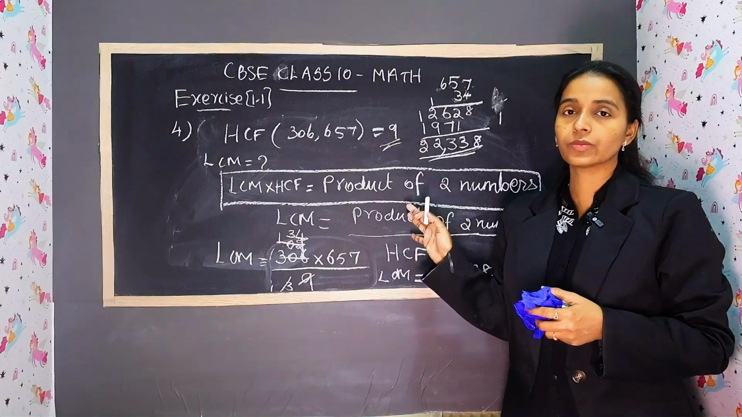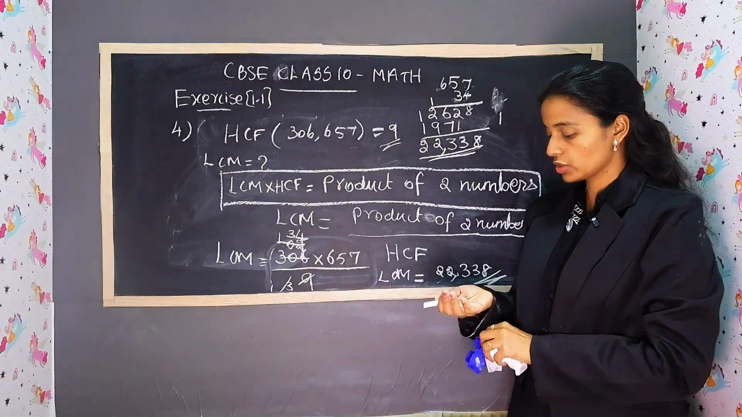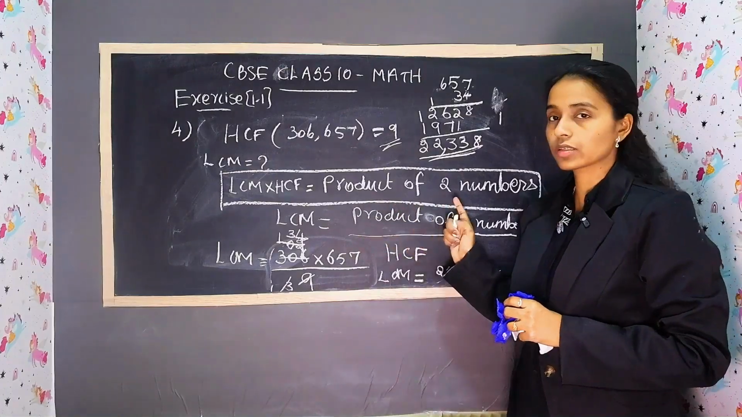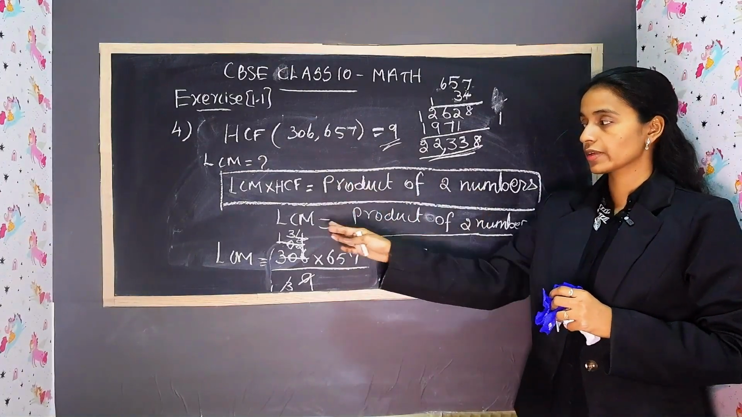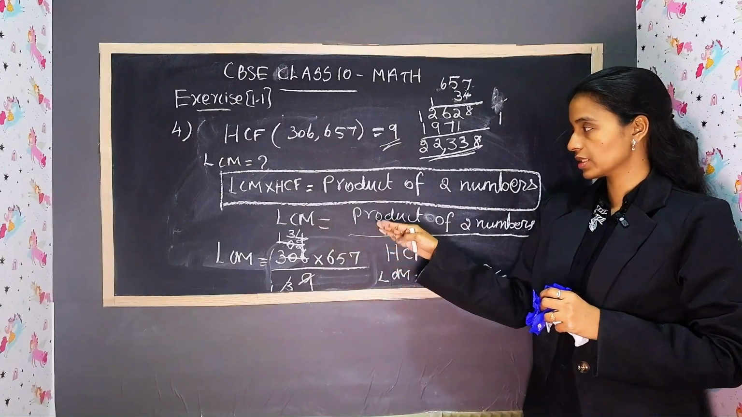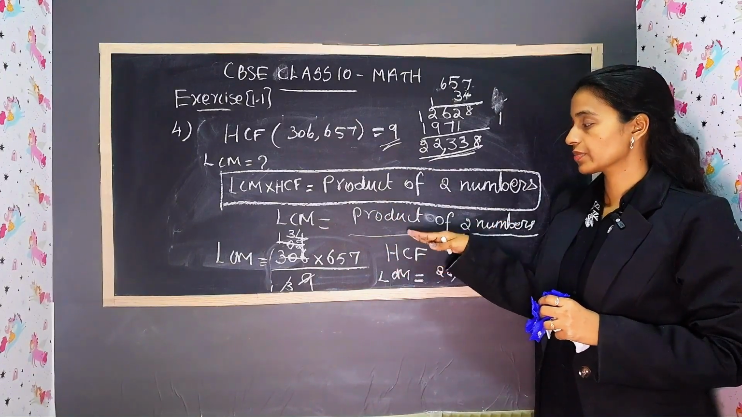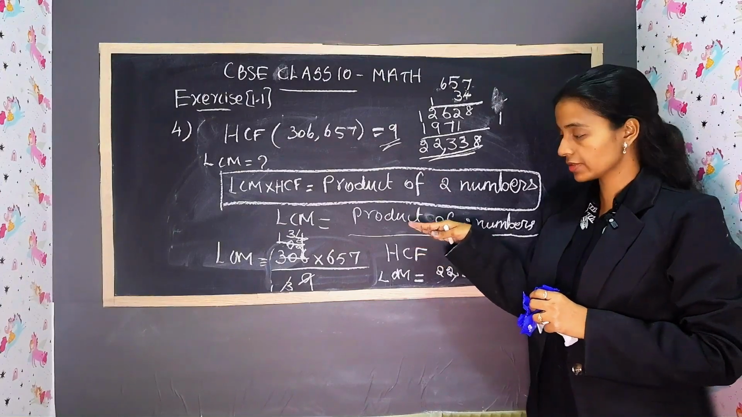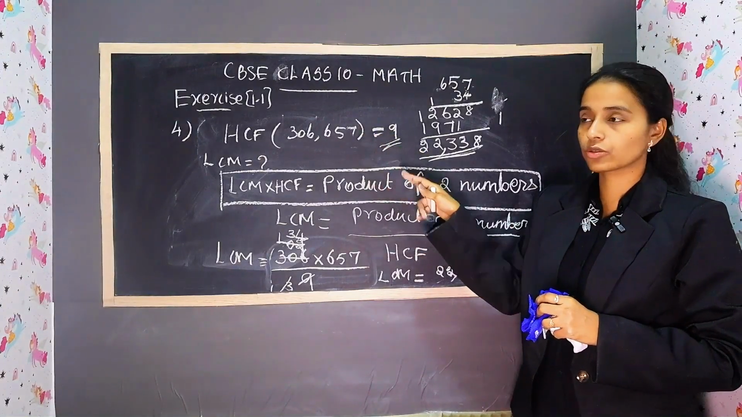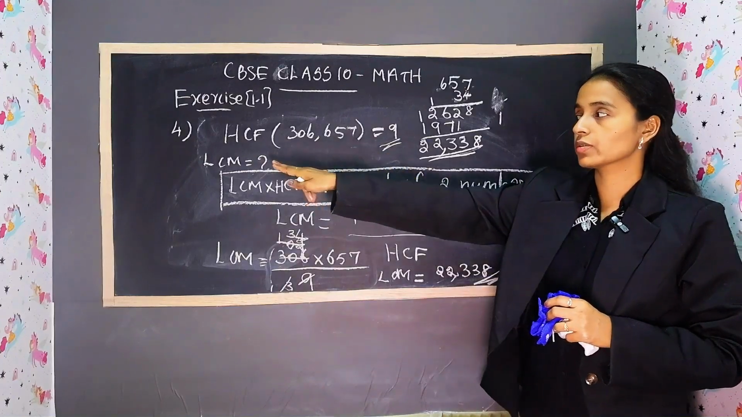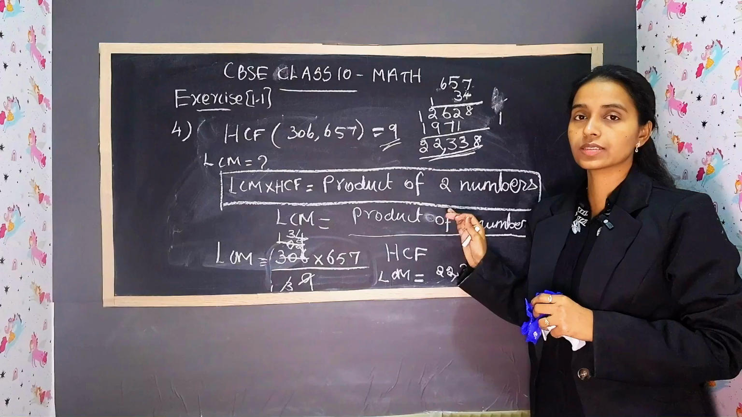According to this problem, you have to remember this formula. What is that? LCM into HCF equal product of two numbers. So from this formula, we can find out the LCM formula: product of two numbers divided by HCF. In this formula, we should apply the value of HCF that is given in the question. Then we'll be able to find out the LCM value. It's easy, right? If you practice it, it will be easy for you.